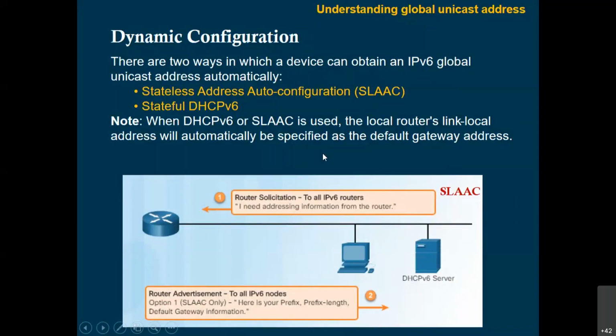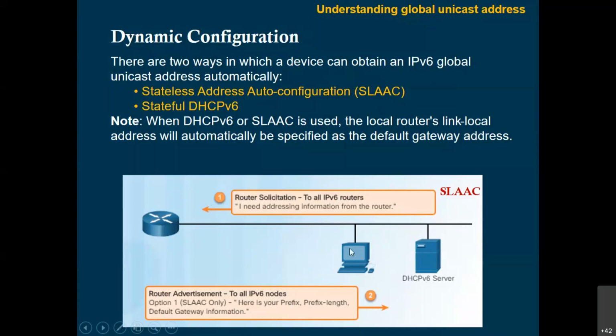So how does a host get a dynamic IP address? There are 2 ways in which a device can obtain an IPv6 global unicast address automatically. They either use SLAAC or they use DHCP version 6. Now, stateless address auto configuration or SLAAC, and stateful DHCP version 6. So one is stateless, one is stateful. When DHCPv6 or SLAAC is used, the local router's link local address will automatically be specified as the default gateway address. Now, not the router's GUA address, the router's link local address.